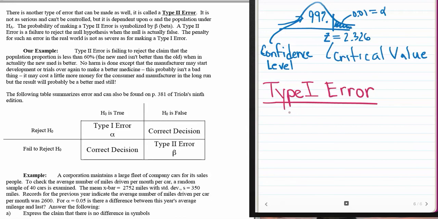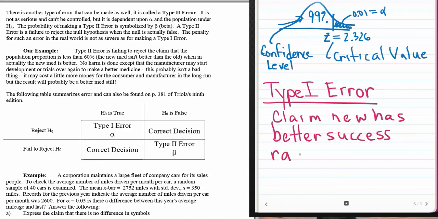So in terms of us, we have the manufacturer saying now that we've accepted the alternative, right? We've said, okay, our claim is good. So we've said the claim is good when the new medicine is not better and the old actually is better. So for us, a type 1 error is to claim that the new one has a better success rate than the old, when, and here's the problem, the old is actually better.